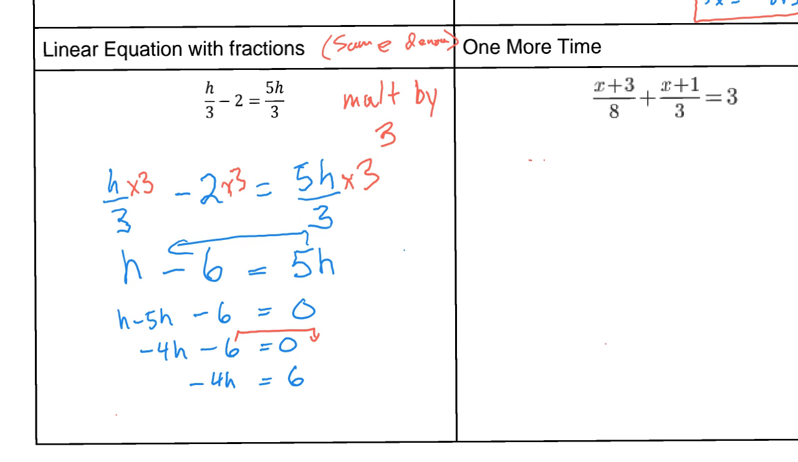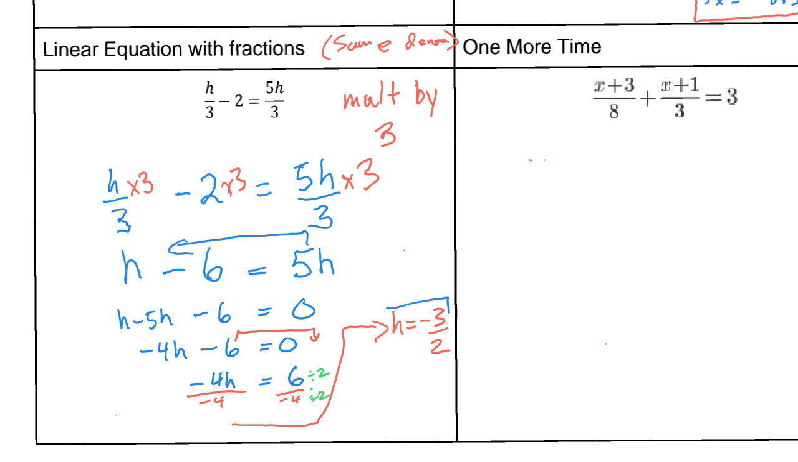Now you divide both sides by negative 4 to get h by itself. And then your final answer is h is equal to, well, simplify 6 divided by negative 4. Both of these can be divided by 2. So my answer is going to actually be negative 3 over 2.